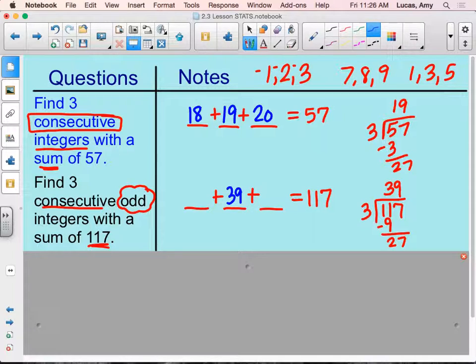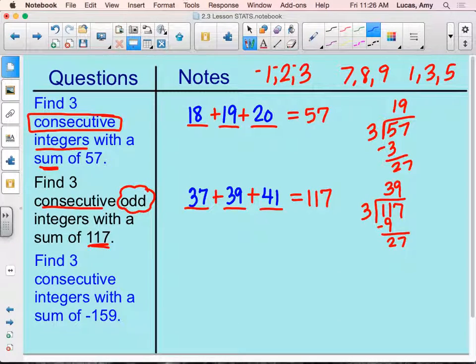Here's the deal. If I put it in the middle, the next odd integer would be 41, and the previous odd integer would be 37. If I add those together, that is correct. They add up to 117.